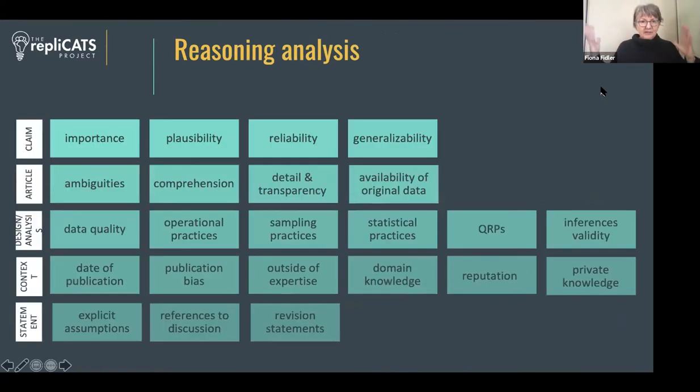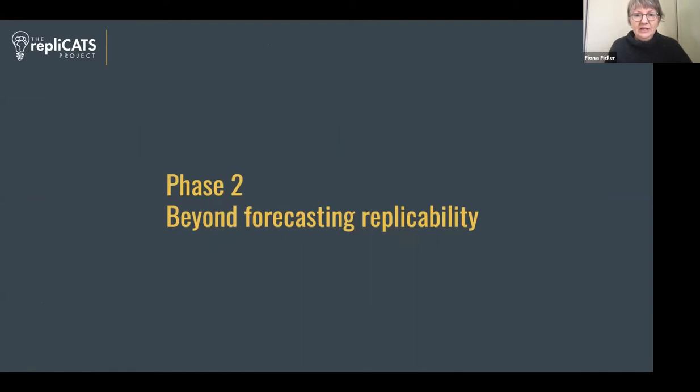So in the end, we can build up a reasoning codebook. This is an early version of our codebook. It's quite a comprehensive list of reasons that participants give for these judgments. And we can use the number of these different categories of judgments to weight our aggregations. So that's a summary of what we've done in phase one.